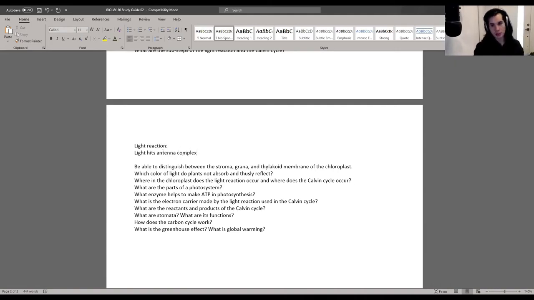You could say the antenna complex. You can have light that hits the main photopigments, chlorophyll, which is going to be the reaction center. But just based off of pure statistics, your antenna complex takes up more surface area. So likely you're going to hit your antenna complex, which transfers energy to the reaction center. And that is going to be your chlorophyll.